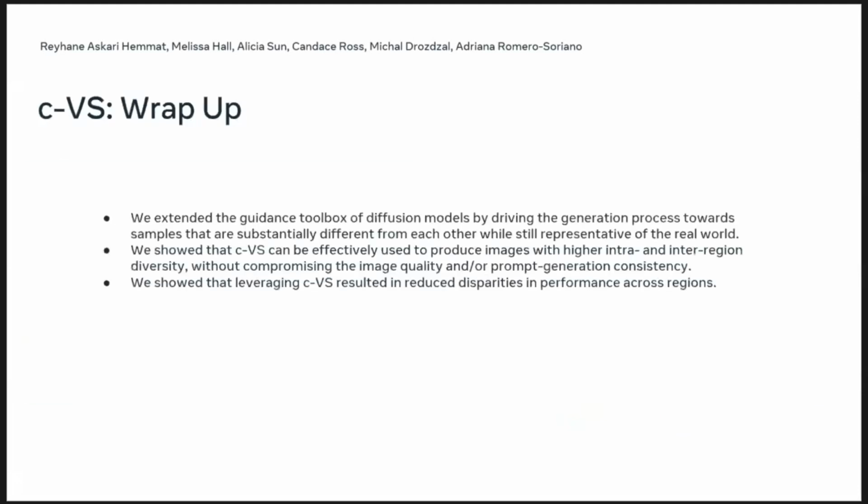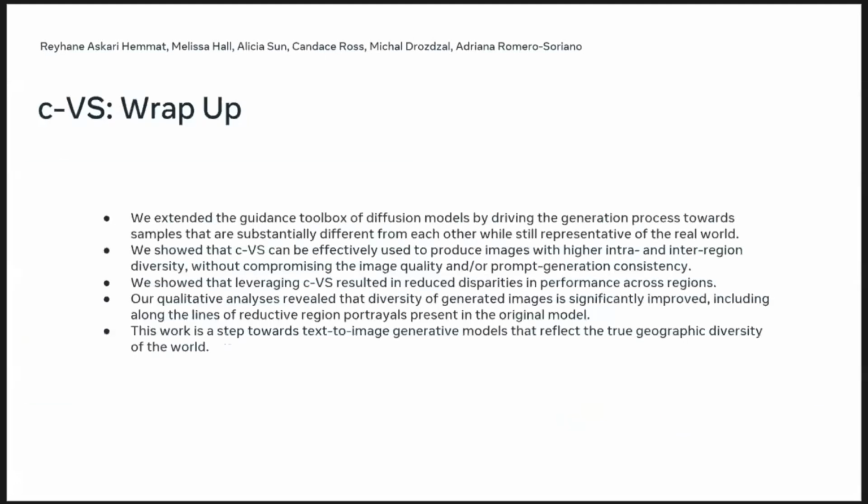To wrap up on this topic, we extended the guidance toolbox of diffusion models by driving the generation towards samples that are dissimilar from each other. We showed that this can be effectively done by leveraging the contextualized Vendi score. And our qualitative analysis revealed that diversity of the generated images is significantly improved, including along the lines of reductive regional portrayals that are present in the original model.